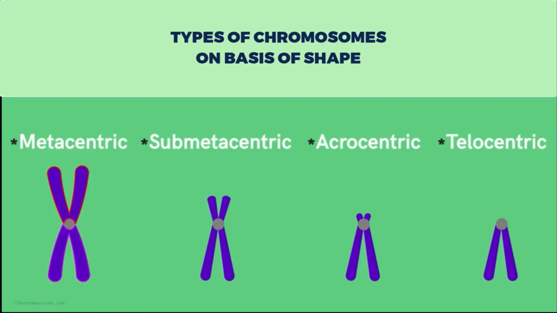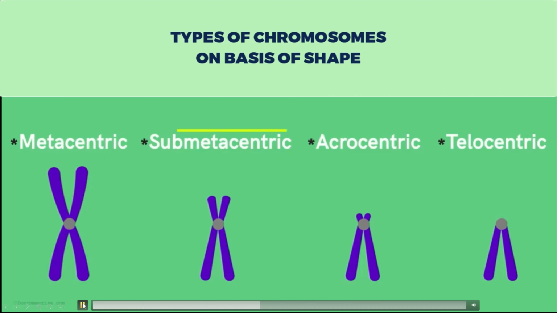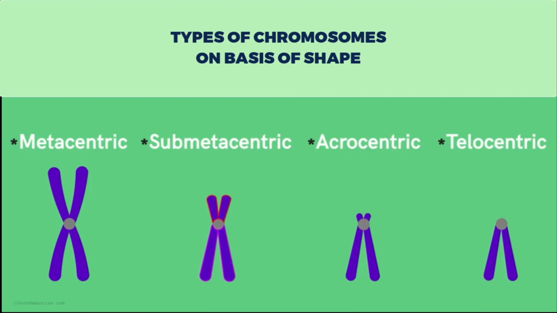Metacentric chromosomes have centromeres almost centrally placed. This divides the chromosome arm into almost 2 equal parts. Human chromosomes 1 and 3 are metacentric. Submetacentric chromosomes have the centromere slightly offset from the center, leading to slightly shorter and longer arms. Human chromosomes 4 through 12 are submetacentric.